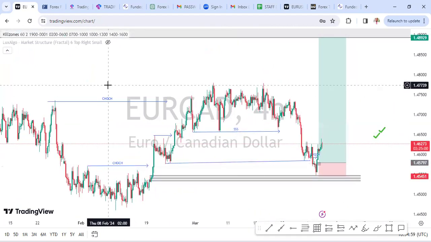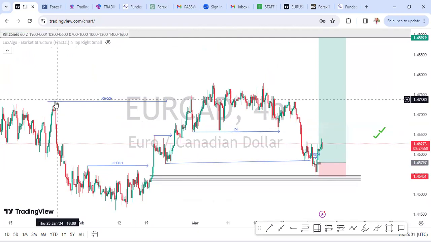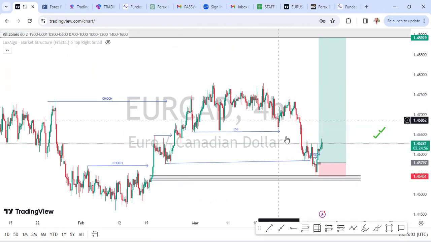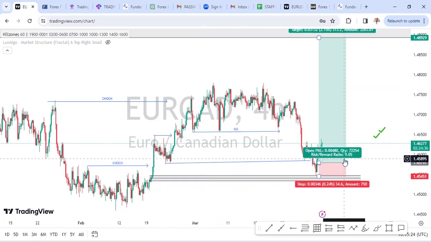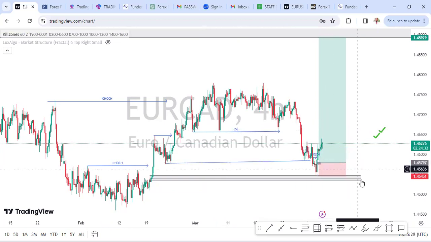Change of character, break of structure, change of character. Price didn't do change of character. What do you say? Go ahead. I say it didn't do change of character on 15 minutes yesterday. No, it's not due. That's before why they buy. And that's why I'm waiting for another buy now.